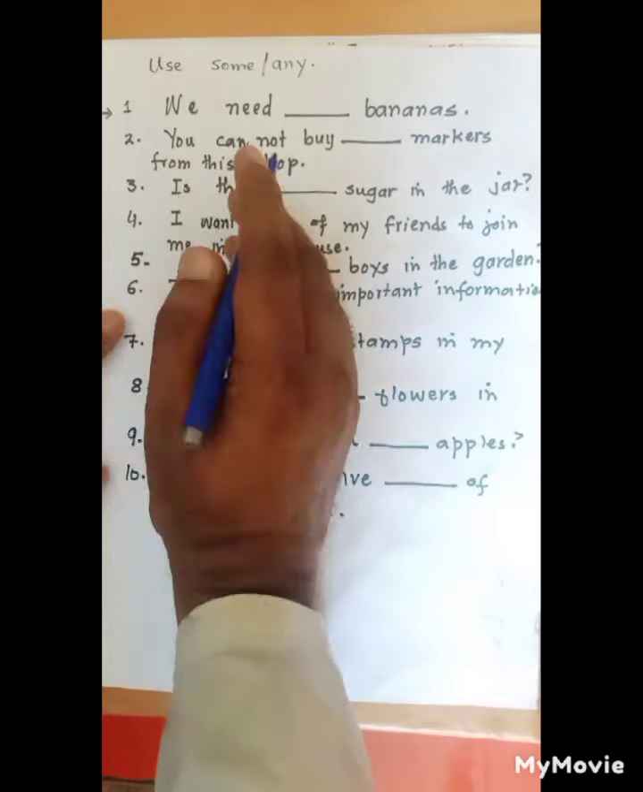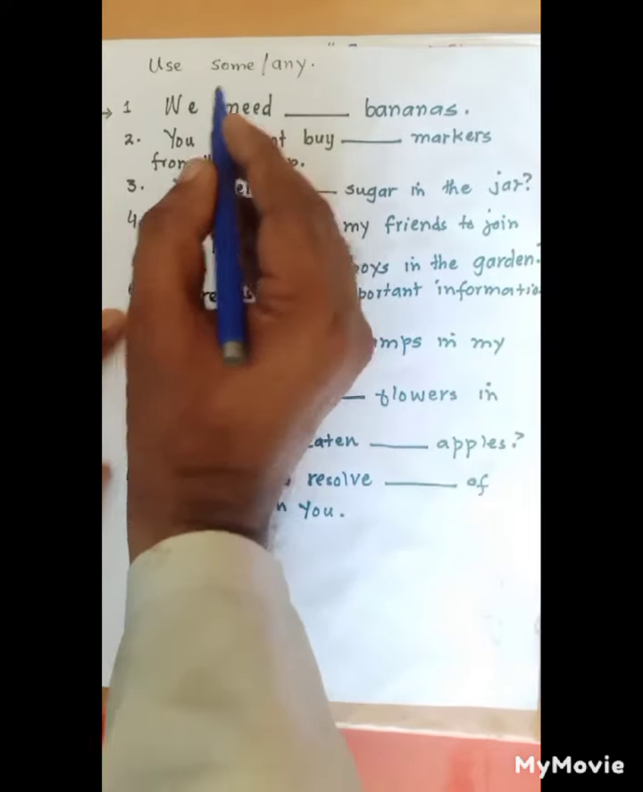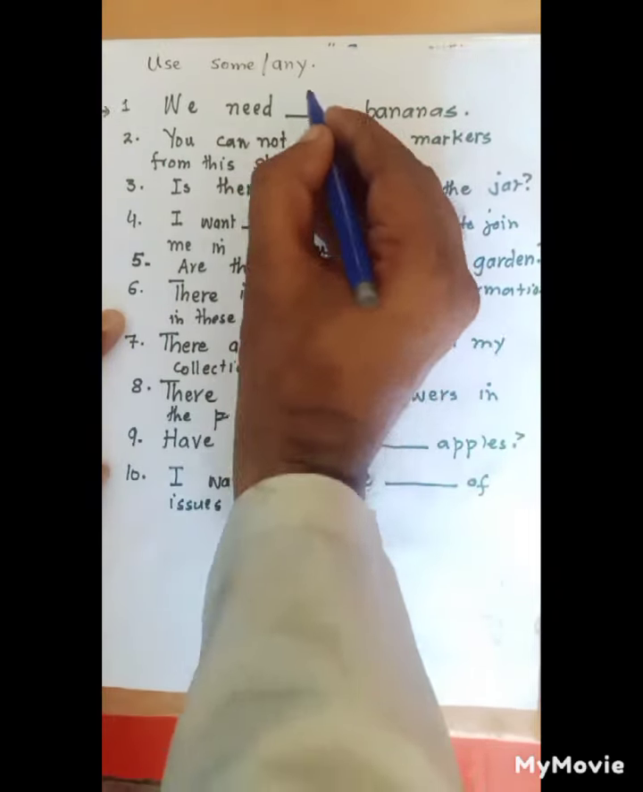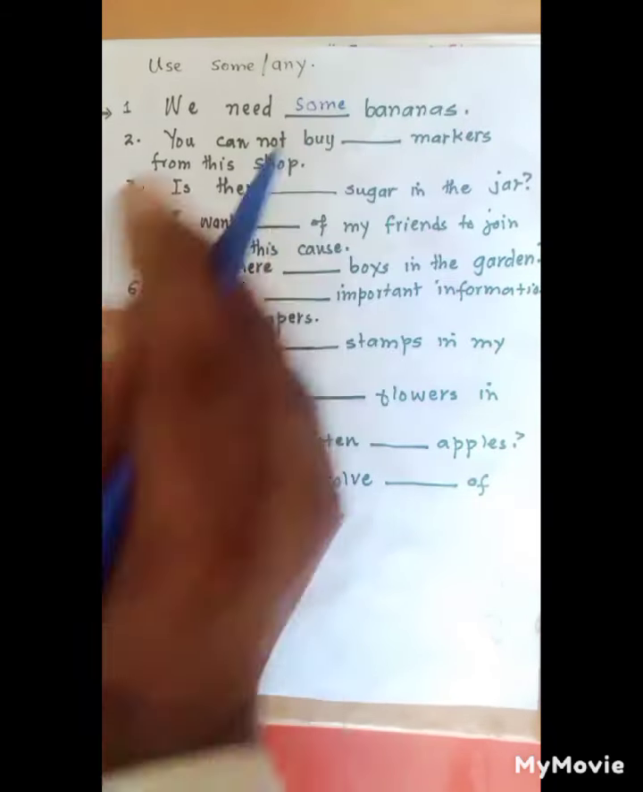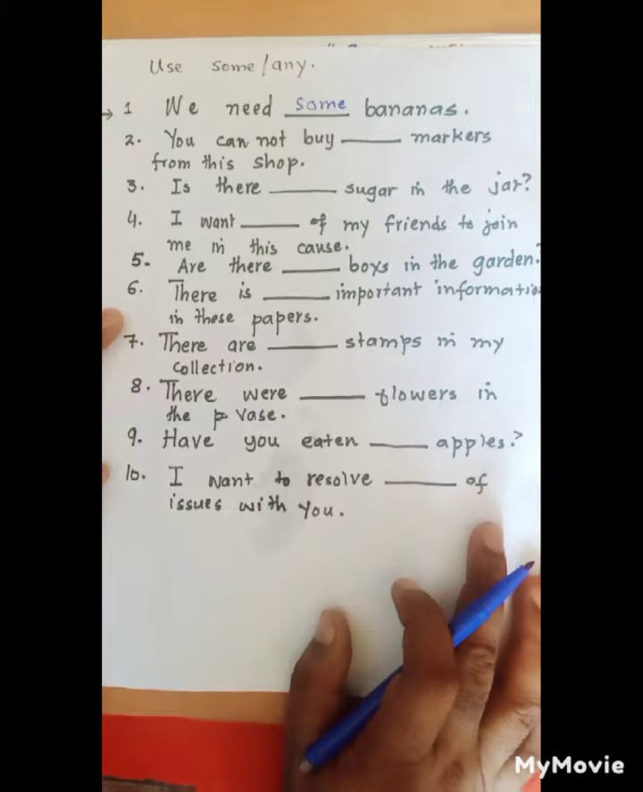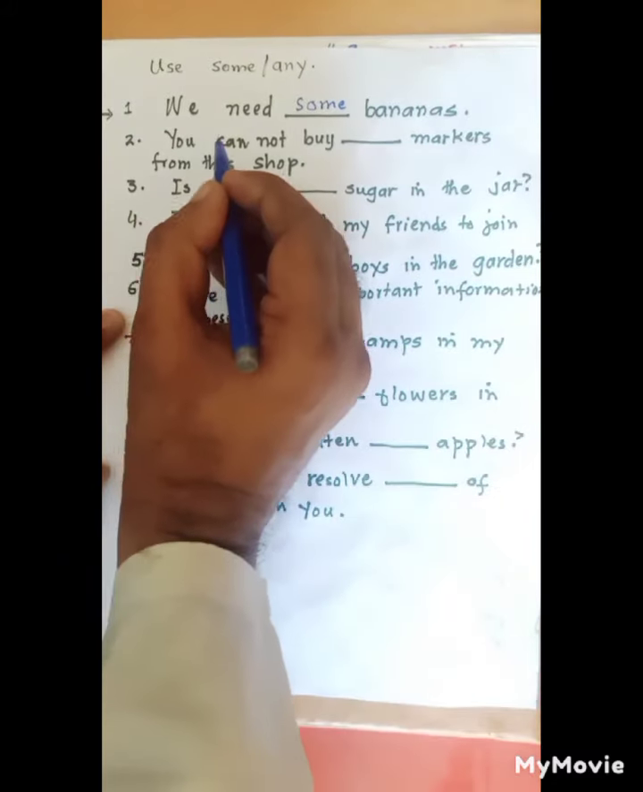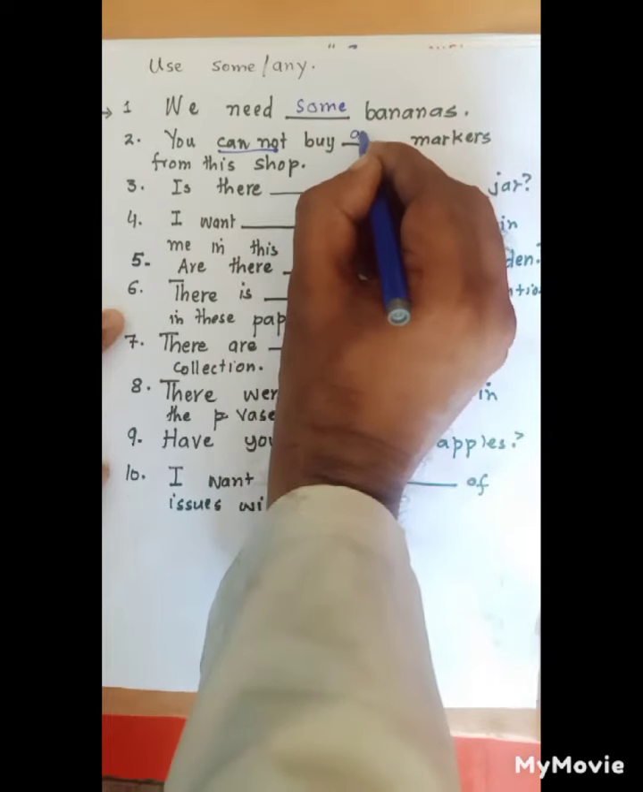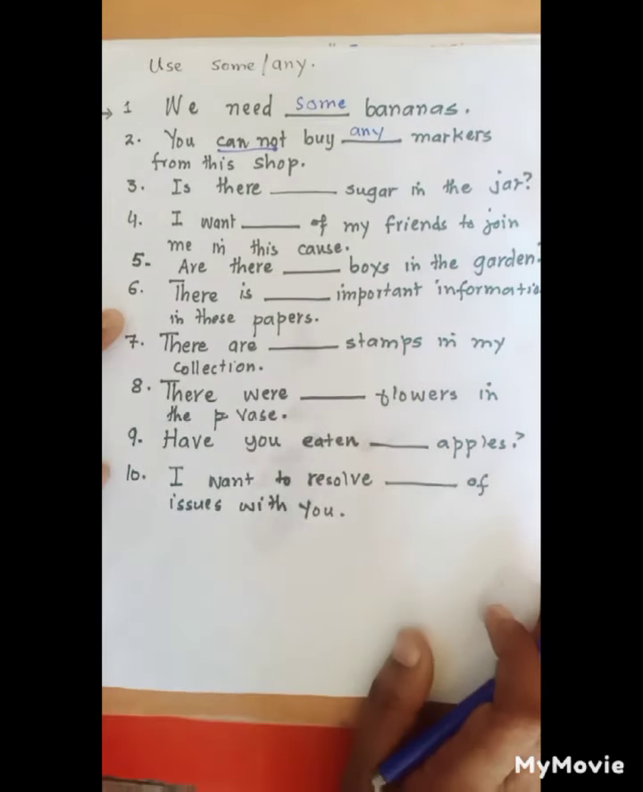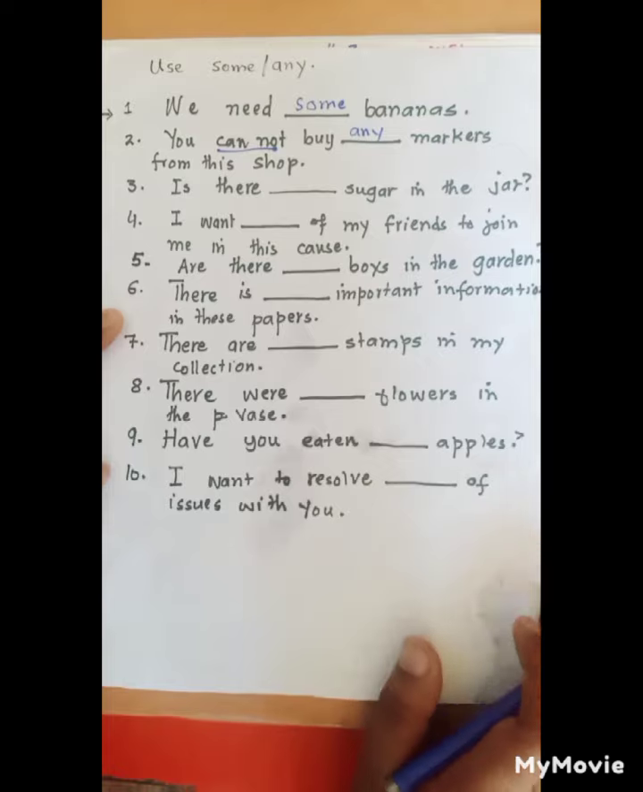Let's take this test: use some or any. We need some bananas. Here we use some because it is an affirmative sentence. You cannot buy, so negation is here. With negative sentences we use any. You cannot buy any markers from this shop.